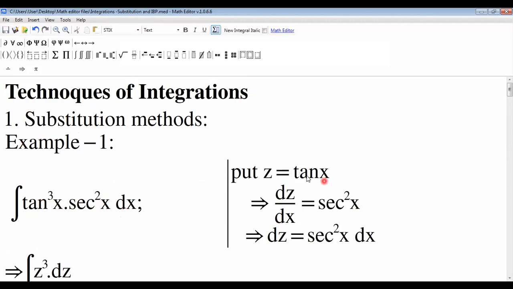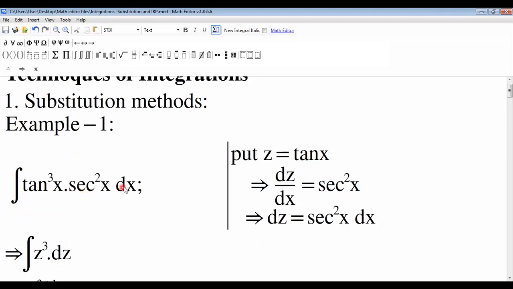Suppose tan x equals z. We are substituting the function with z. So what will the differentiation be? dz equals the differentiation of tan x, which is sec square x. We have to use the formula of differentiation here. Remember it. So dz equals sec square x dx after cross multiplication. Now sec square x dx means dz.